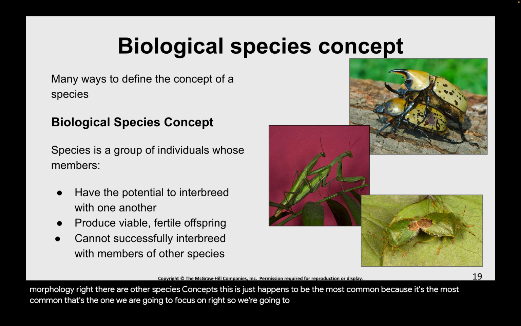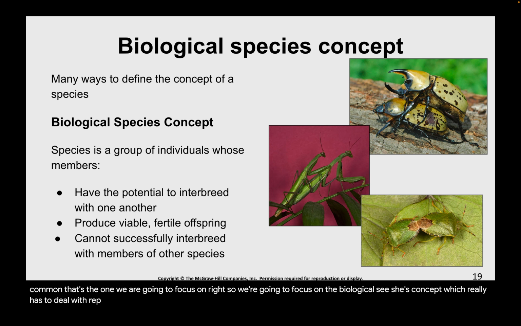So we're going to focus on the biological species concept, which really has to deal with reproductive isolation, right? Can species interbreed? If they do interbreed, can they produce offspring? If they produce offspring, is that offspring viable?